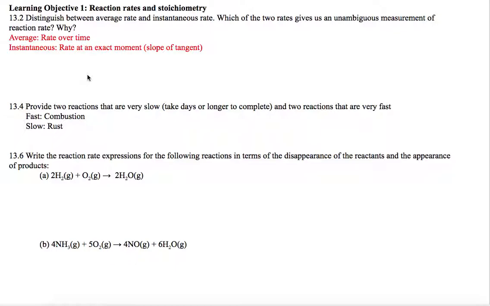So the first one is distinguish between those two different rates, the average and instantaneous. The average is going to be the rate over a specific amount of time, where the instantaneous is the rate at an exact moment in time. And if we were to do some kind of a curve and look at how that works, we could do what's called the slope of the tangent and figure out the instantaneous rate right there. Now, that is not a math thing that we need to be able to do for this, but that's how the instantaneous rate is determined.